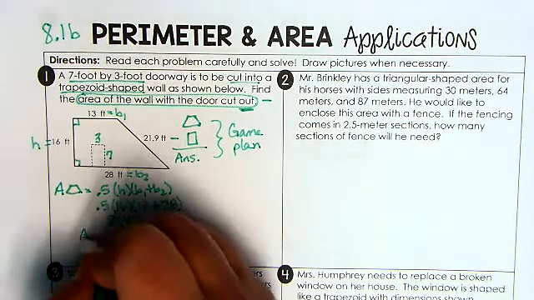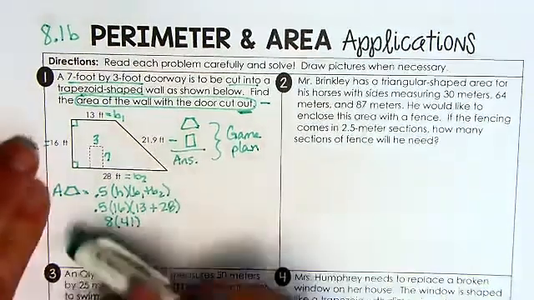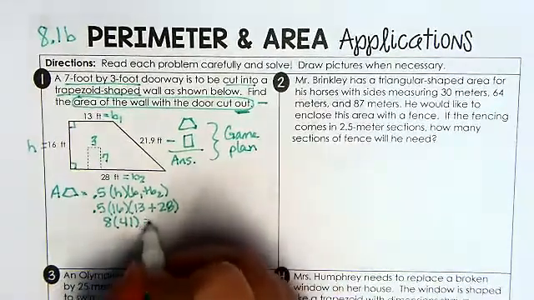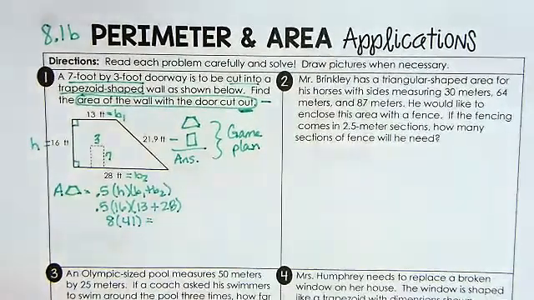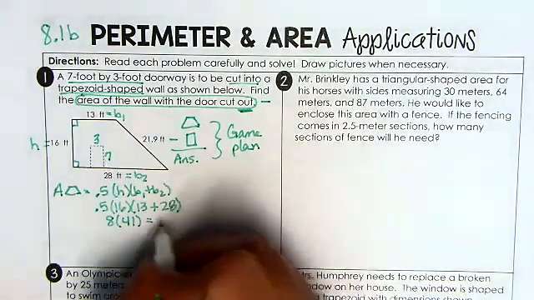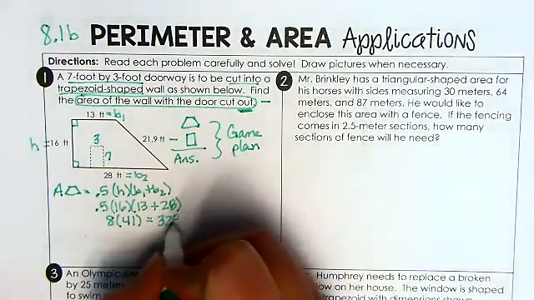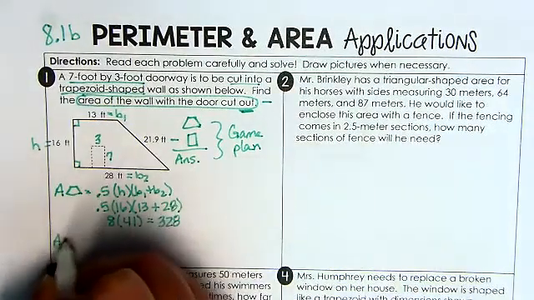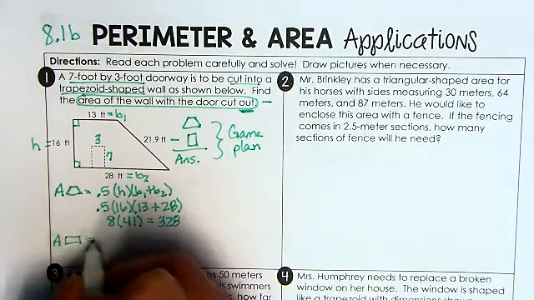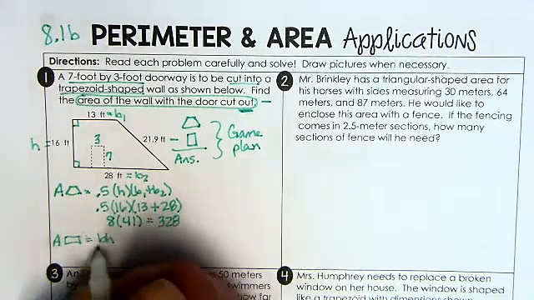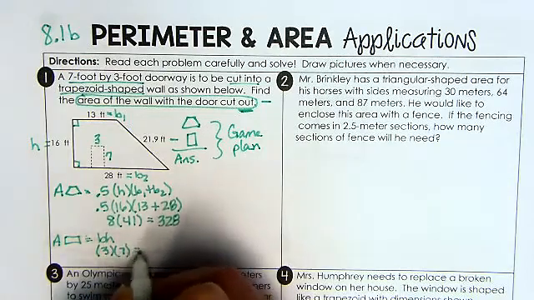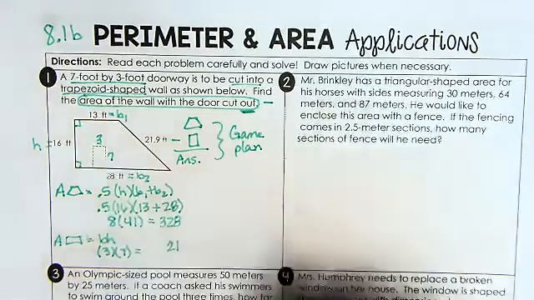So then to get this area, I'm going to save on space here, and I'm just going to write this answer right here, times 8, enter, which is 328. So now I need to find the area of the rectangle, which is base times height. So that's going to be 3 times 7, which is 21.